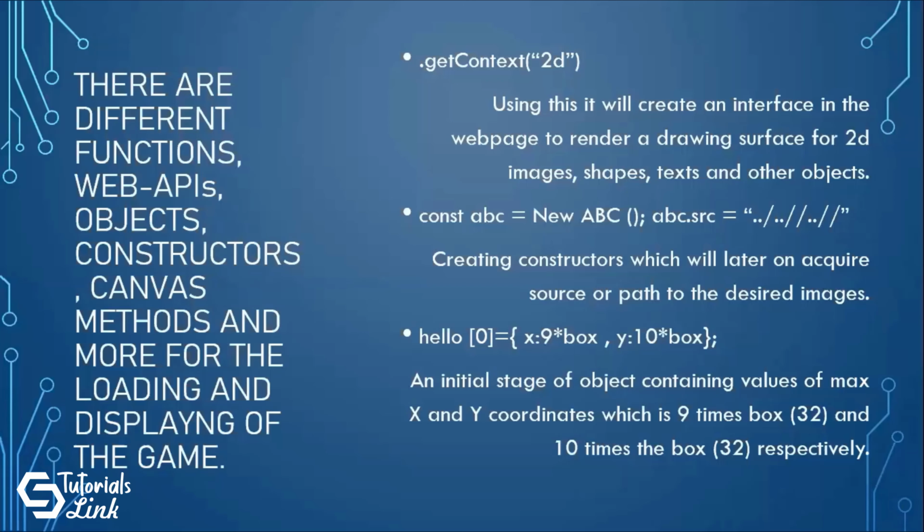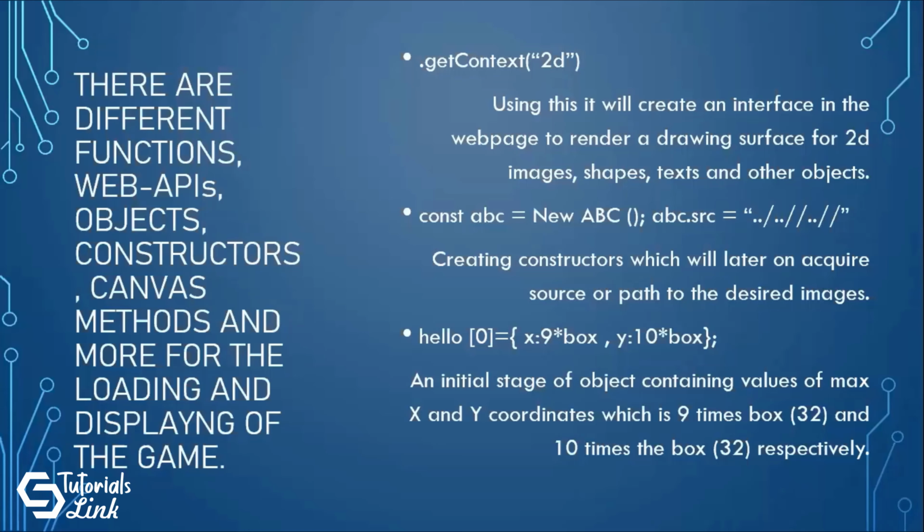Using this, it will create an interface in the web page to render a drawing surface of 2D images, shapes, text, and other objects. As I told you earlier, when we are loading a canvas in our website or in our web page, it creates a page in which you can put up your 2D as well as three-dimensional objects. So here I will use getContext 2D, which will create an interface between you and the web page to render a 2D surface in which you can put all the things, including images, shapes, text, and other objects.